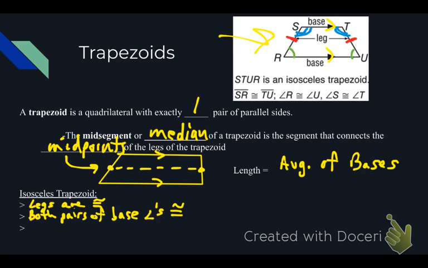And one more item there, the diagonals. If you draw in either of the diagonals, they would be congruent if it's an isosceles trapezoid. Okay? So feel free to pause at any time if you need to for your notes.